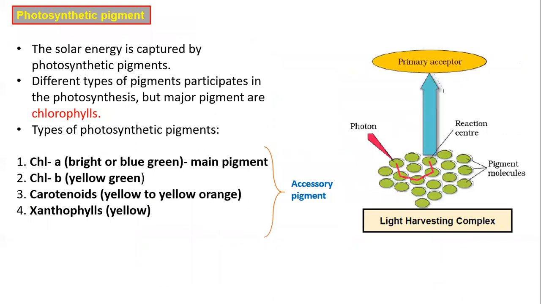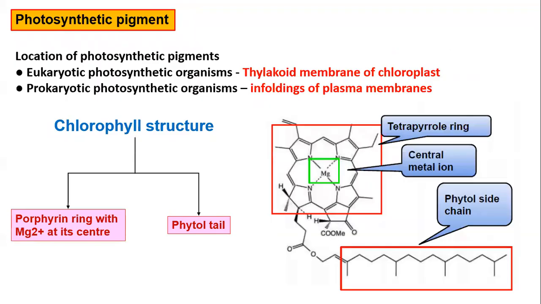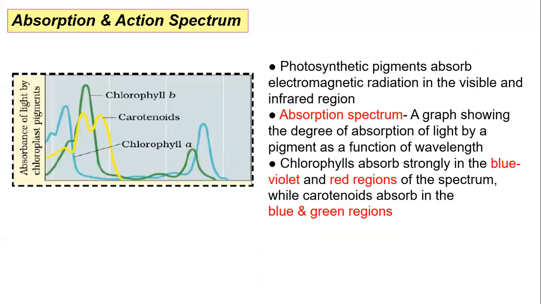We studied that chlorophyll A is the main pigment, the reaction center of photosynthesis, and chlorophyll B, carotenoid, and xanthophyll all serve as accessory pigments. In eukaryotic organisms, photosynthetic pigment is found in the thylakoid membrane, whereas in prokaryotes, they are found on the infoldings of the plasma membrane. Chlorophyll has a magnesium atom as its metal ion in the center of the porphyrin ring.